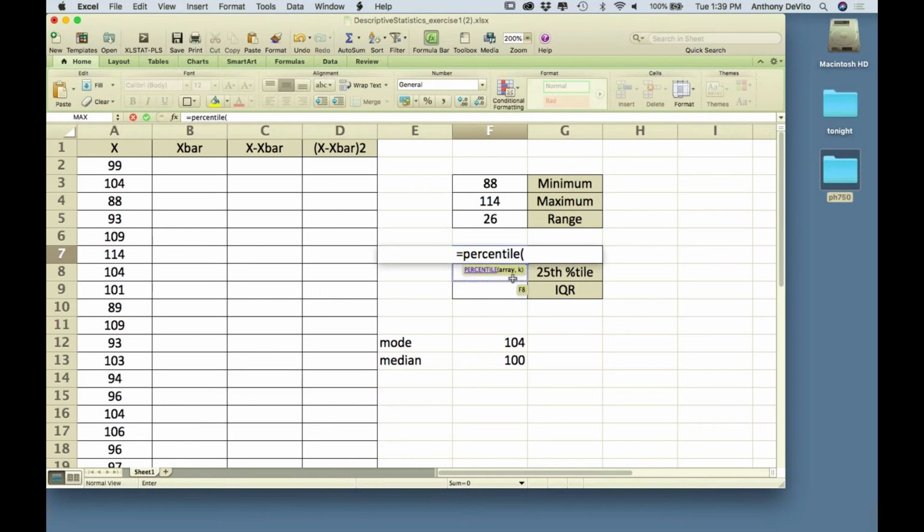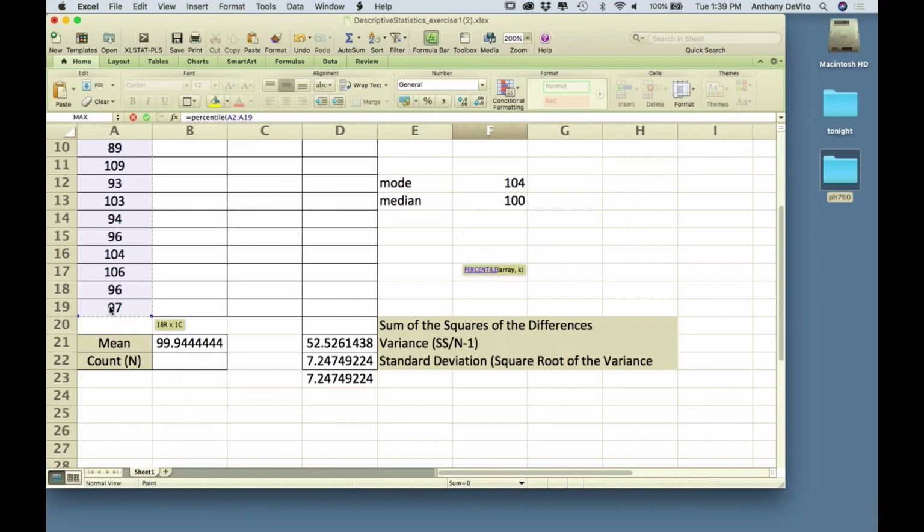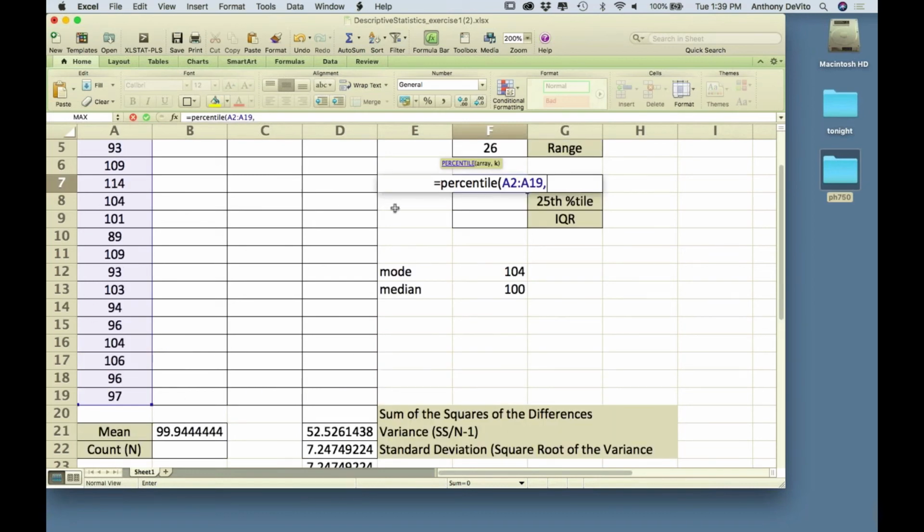PERCENTILE wants to know the array, the list of numbers, comma, and it wants to know K. K is the percentile that you're interested in. It's expressed as a decimal. 0.75 is the 75th percentile. And I'm going to hit enter. And the 75th percentile is 104. Notice it's the opposite direction from the GREs, where they usually look at the highest scores. Here, you're just looking at where it is in that list of numbers.